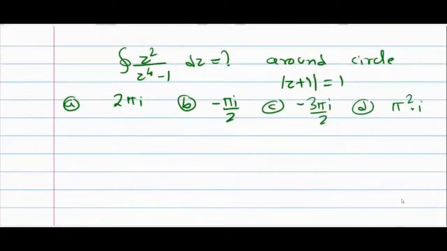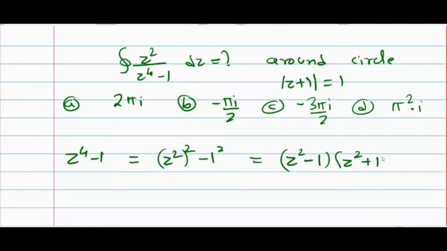So one more: z square upon z raised to 4 minus 1. Okay, I will just help you. So z raised to 4 minus 1 can be written as z square minus 1, z square plus 1. So this is nothing but a square minus b square, which is a minus b, a plus b. Then again here use the a square minus b square formula. So this becomes z minus 1, z plus 1.